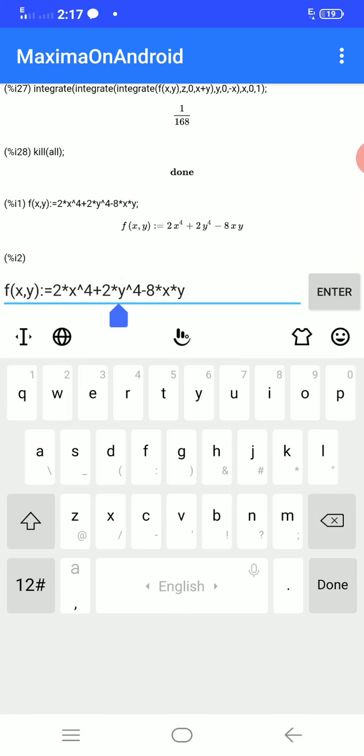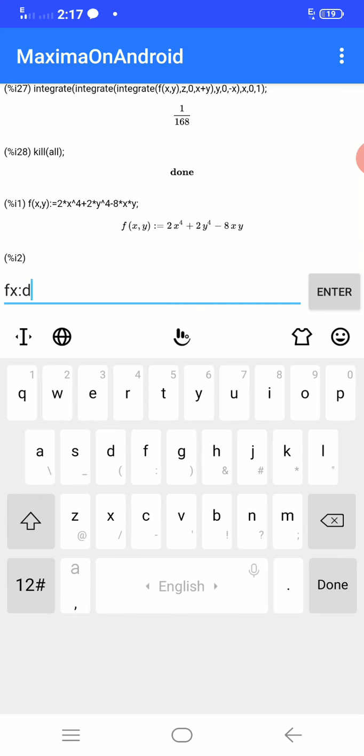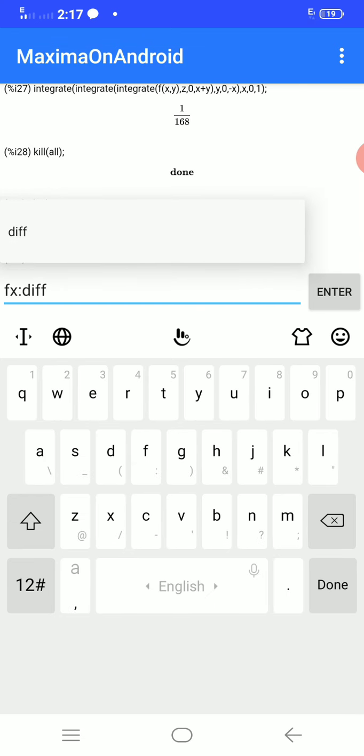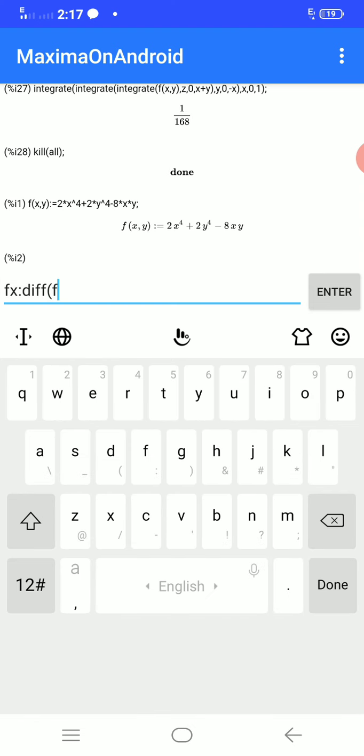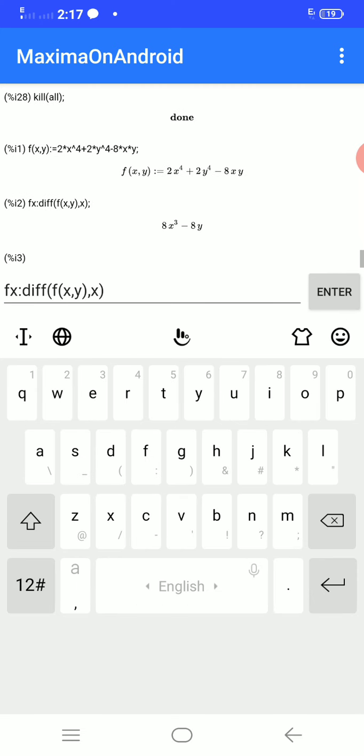So as the differentiating function, fx is the partial derivative with respect to x. We use the colon with syntax diff(f(x,y), x), then enter. So we get the output 8x^3 - 8y.